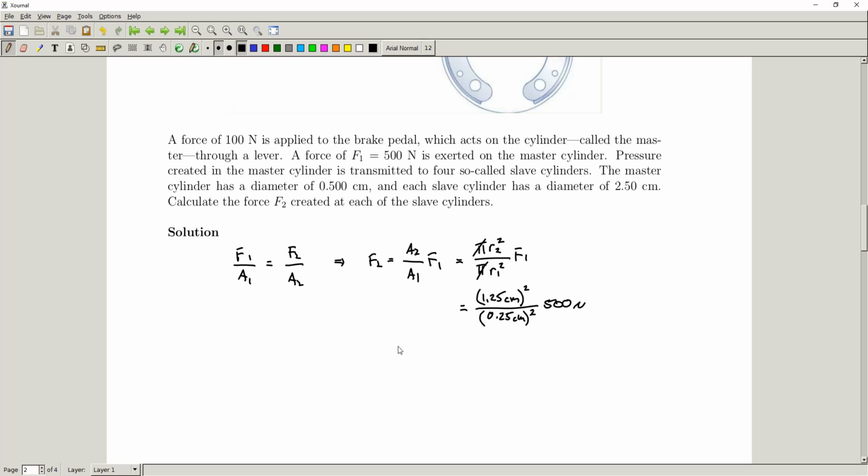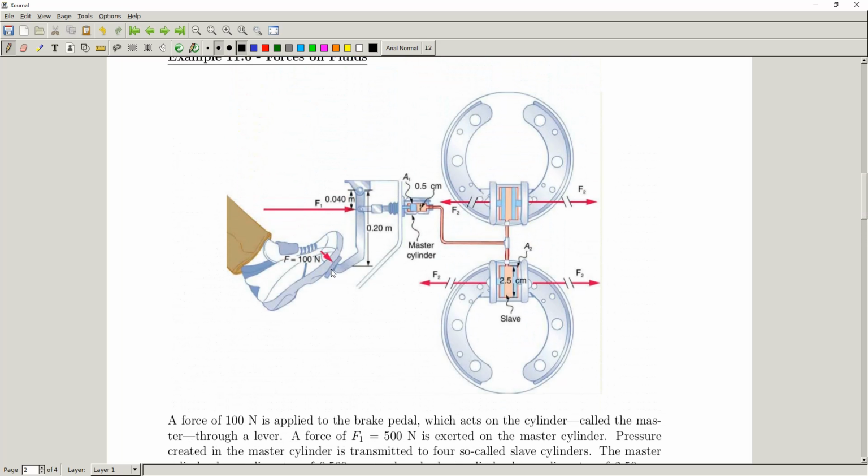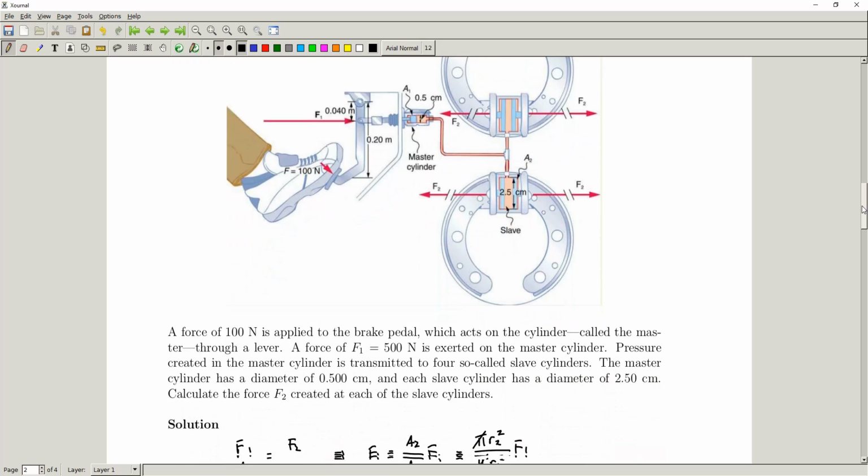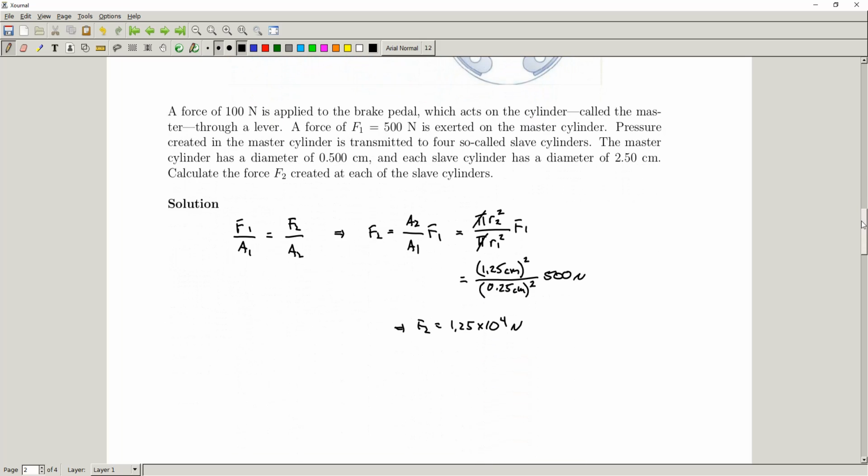All right, and if we do this calculation, we're going to find that our F2 is equal to 1.25 times 10 to the 4 newtons. Okay, so we apply this 100 newtons of force, which through this lever here gives us 500 newtons of force applied to this fluid, increasing the pressure in the fluid, which transmits, in a sense, this force through the hydraulic system, and then we get this F2 out the other side of 1.25 times 10 to the 4 newtons.